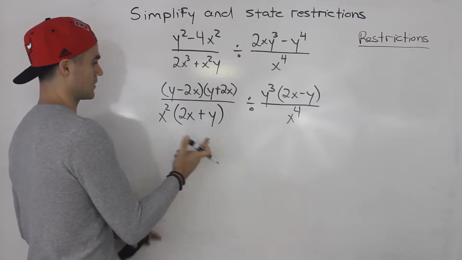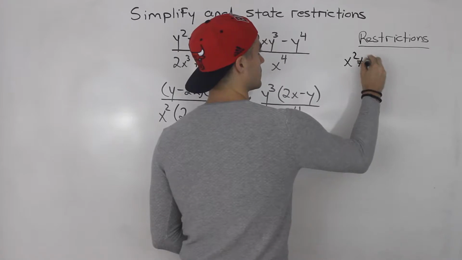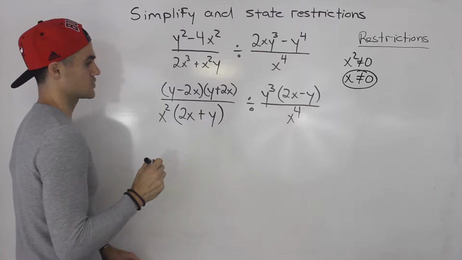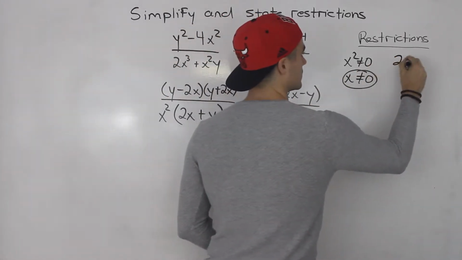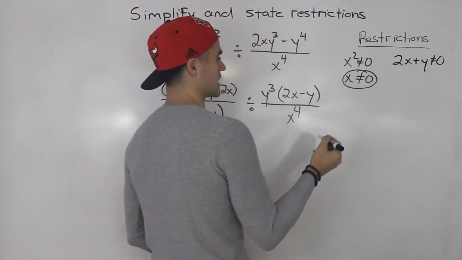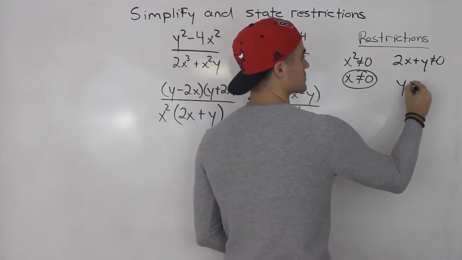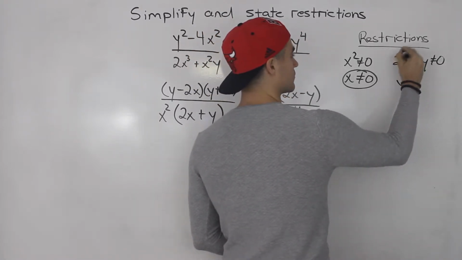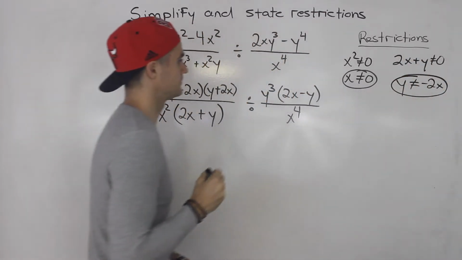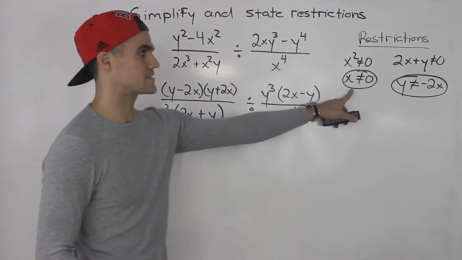So let's start off with the denominators though. We got x squared here. So x squared cannot equal 0, which means x cannot equal 0. And that's one of the restrictions. Here, 2x plus y cannot equal 0. You pick one of the variables to isolate for. Usually I'm isolating for x, but in this case I'm going to isolate for y. Just switch it up a little bit. So bring the 2x over, that becomes negative 2x, so y cannot equal negative 2x. And then here, x to the 4 can't equal 0. That's the same as this restriction.